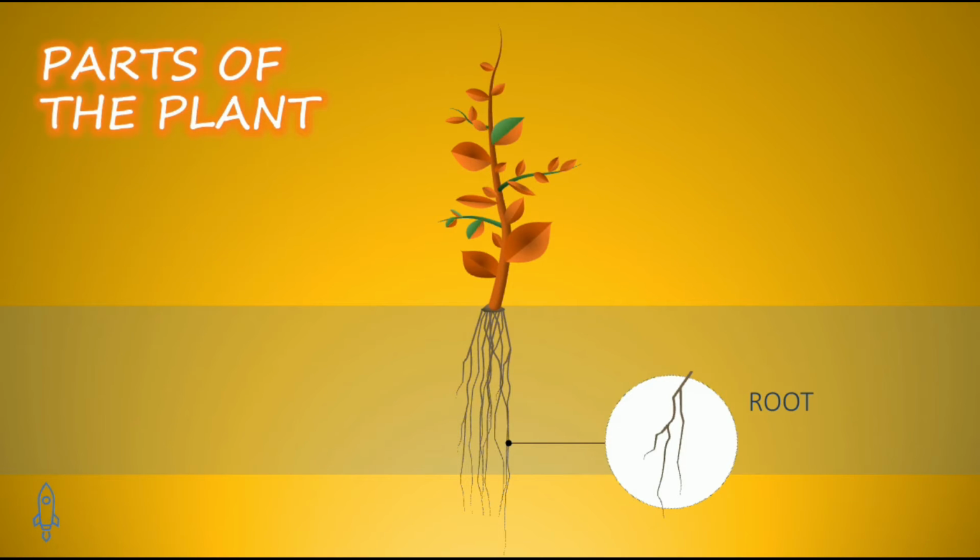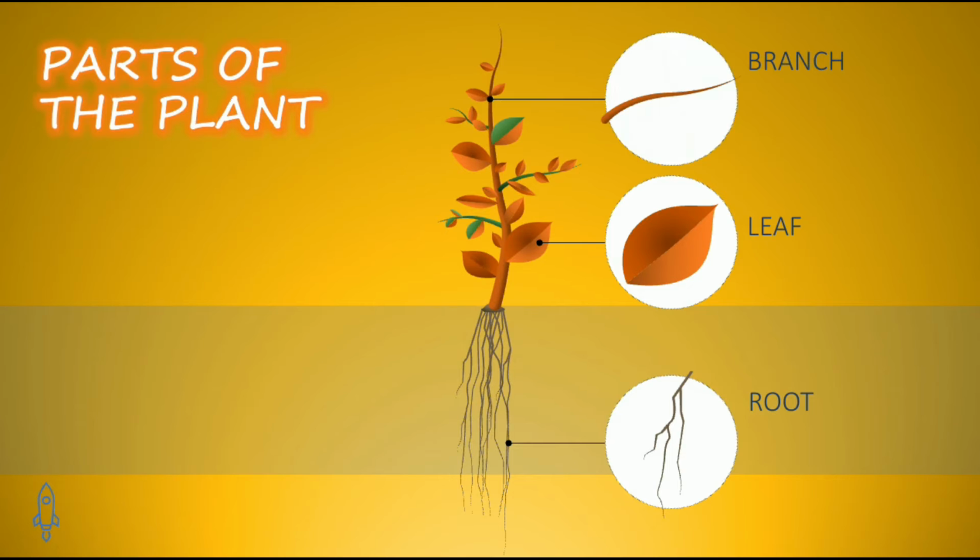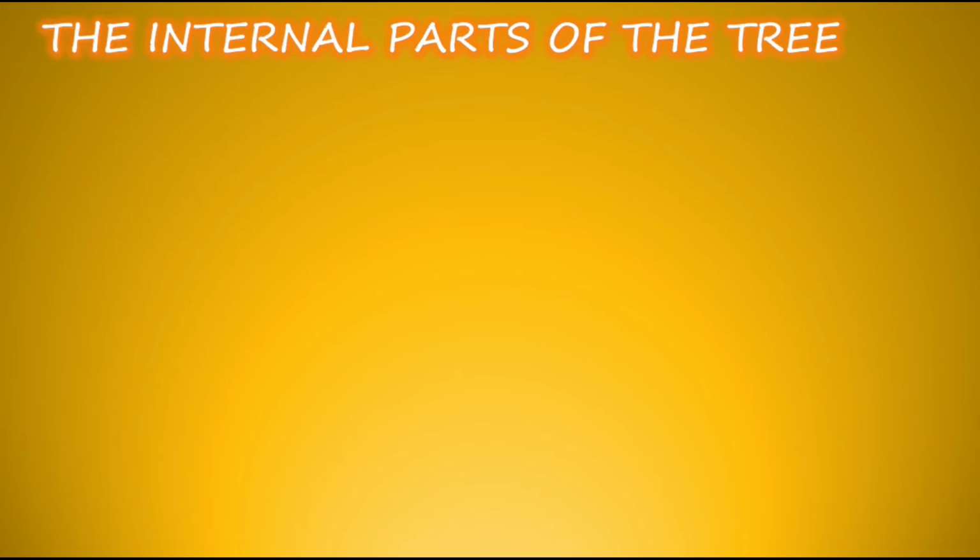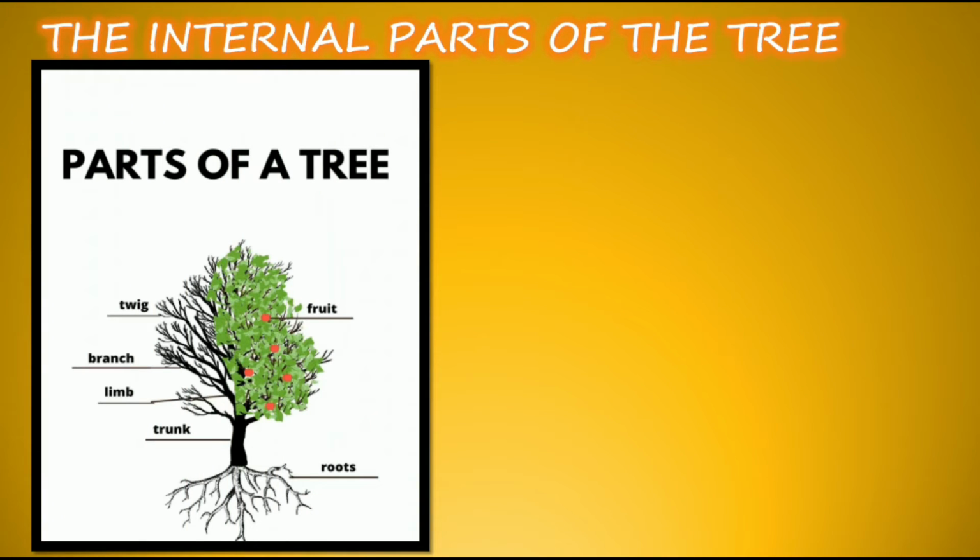First comes the root. Second comes the leaf. Next comes the branch. And then the fruit. It is the final stage of the plant. So these are the external parts that we have learned in last class. Now we are going to move on to the internal parts, the internal parts of the tree.